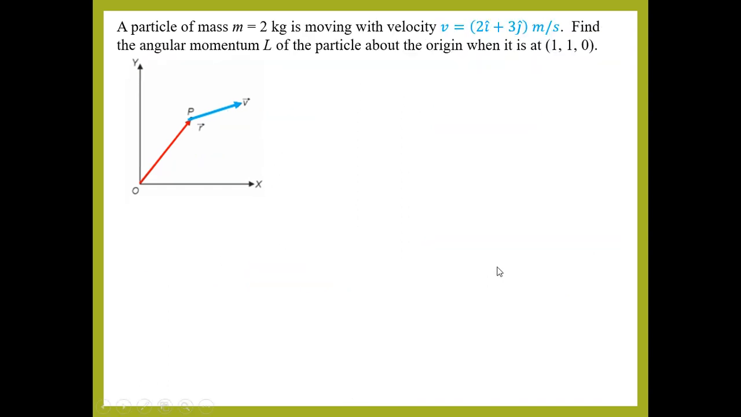All right, so here we have a similar type of problem where you have a particle moving in a plane. The velocity vector is given as 2i plus 3j. Again, notice here there's no k component. And then it asks us to find angular momentum where the particle is about the origin when it is at 1, 1, 0. So if you think about it, this 1, 1, 0 really is your r, your position vector coordinate.